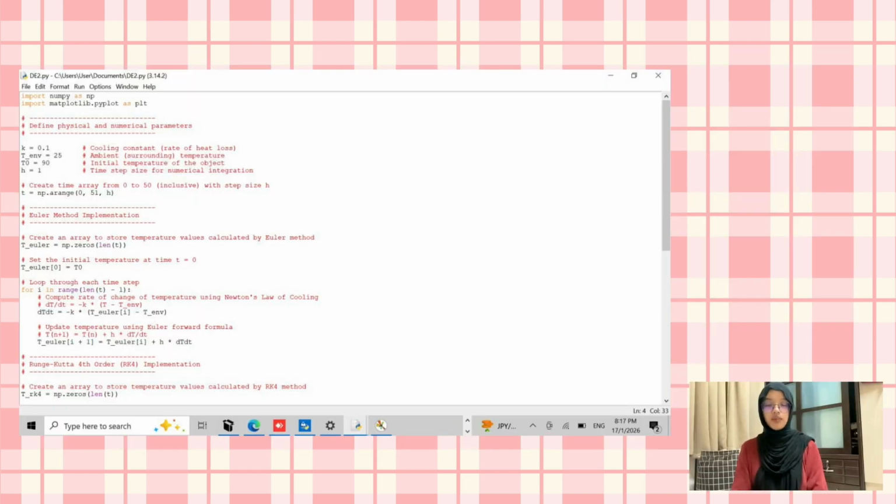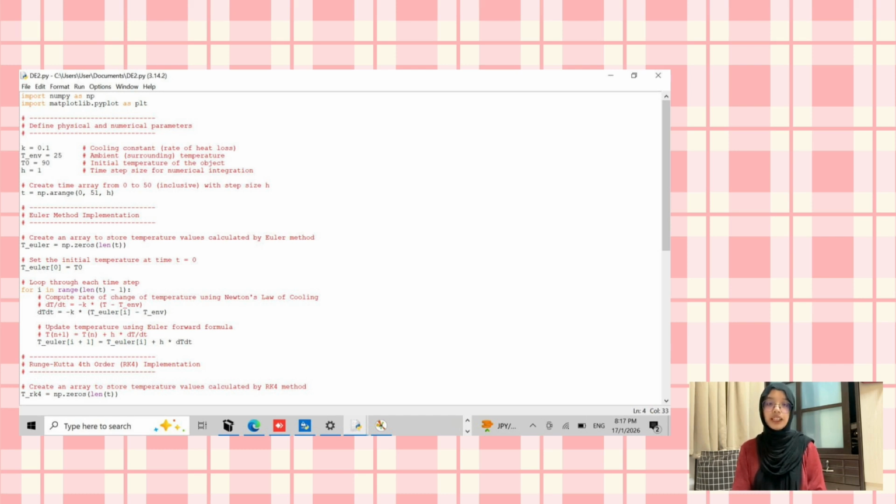For this part, I will explain the programming, implementation, and graphical results of the numerical methods. The simulations were implemented using Python with the help of NumPy for numerical computations and Matplotlib for data visualization. The mathematical model used is Newton's law of cooling, which is a first-order differential equation describing the rate of change of temperature with respect to time.